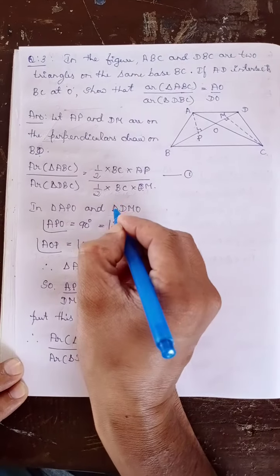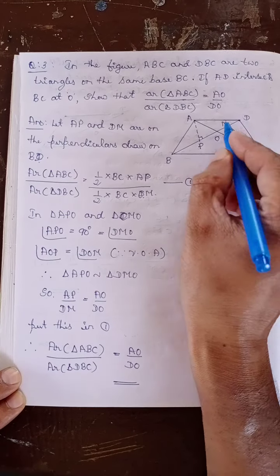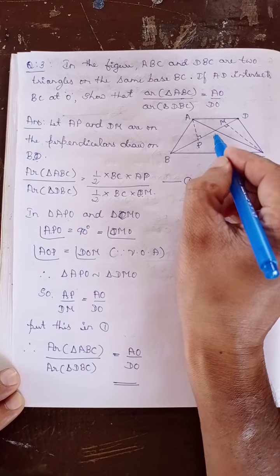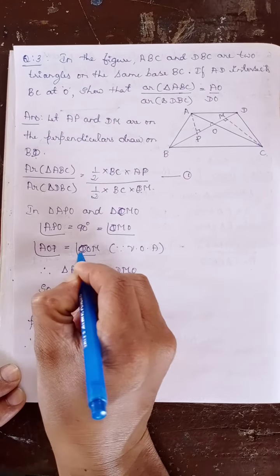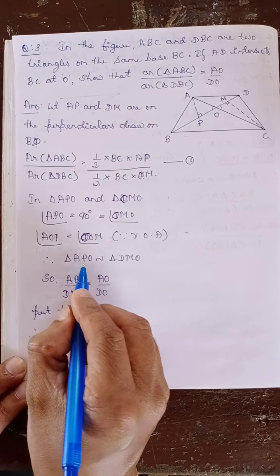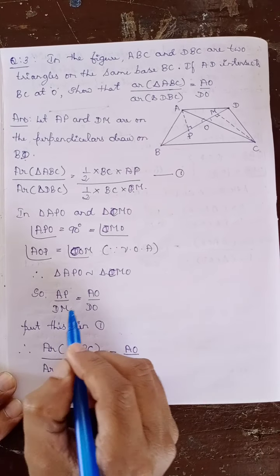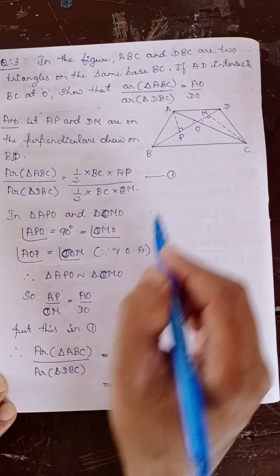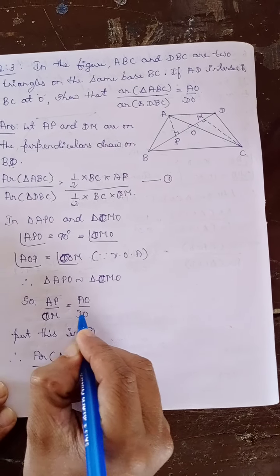Now in triangle APO and in triangle CMO, angle APO is equal to angle CMO is equal to 90 degrees. So angle AOP is equal to angle COM, since they are vertically opposite angles. Therefore triangle APO and triangle CMO are similar. Therefore AP by CM is equal to AO by CO.